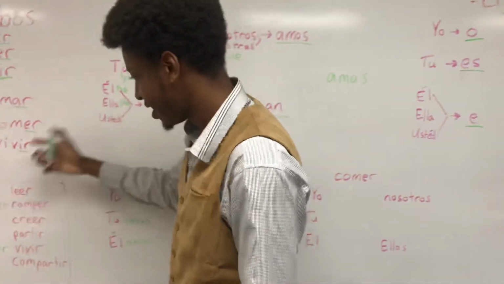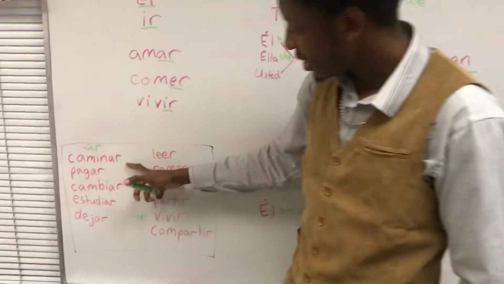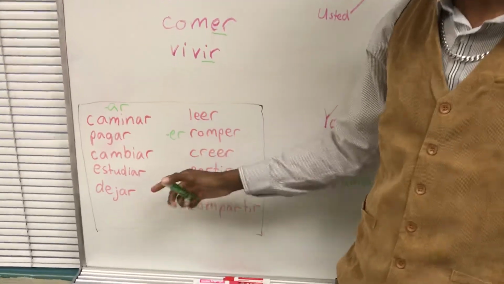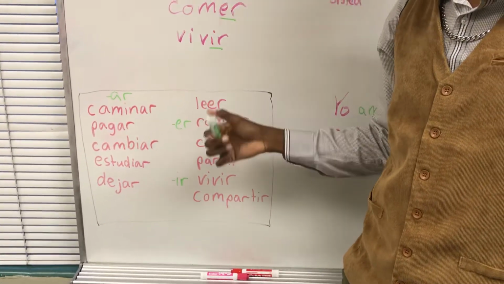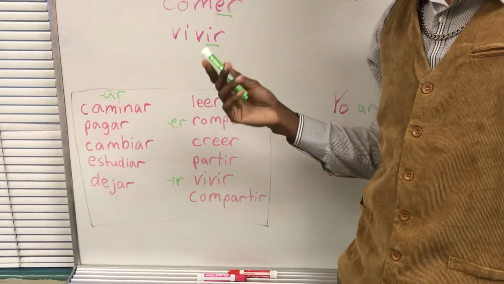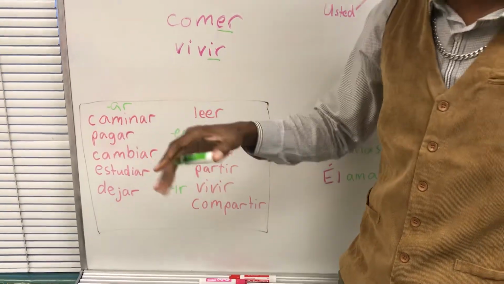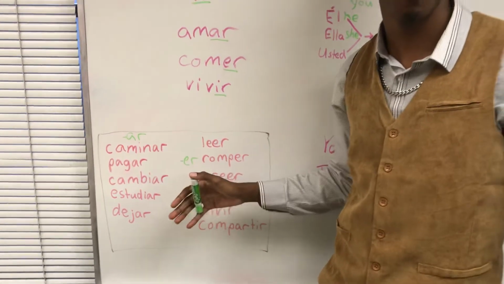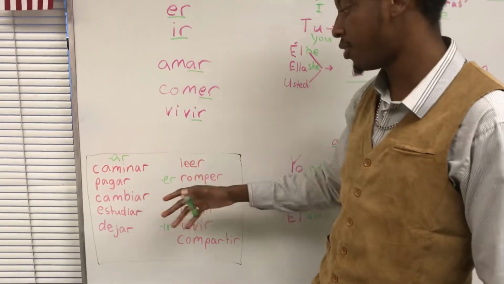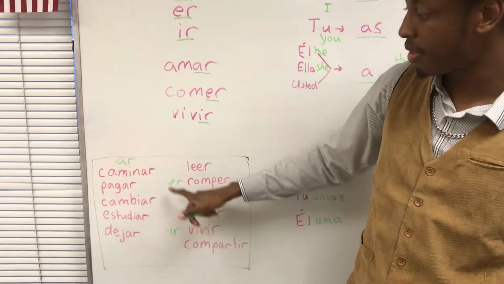So right over here, I have a few words that I like that work with this rule. Most of them will work. Some of them are irregular, but we'll talk about those later. All right? Not these. These aren't irregular. Some verbs in Spanish are irregular and don't follow the rules that I'm teaching you. But most of them will.